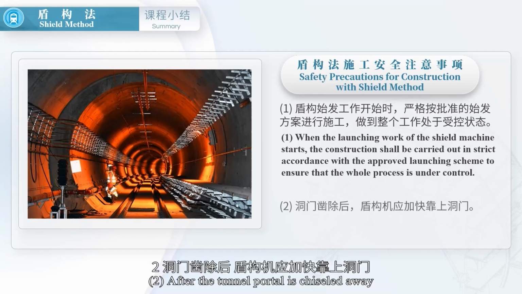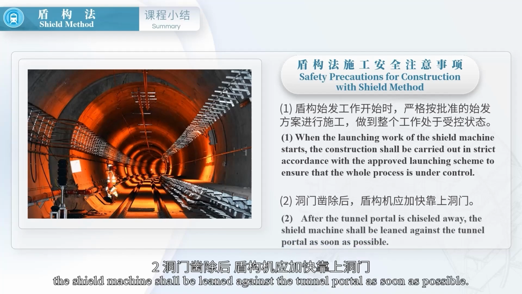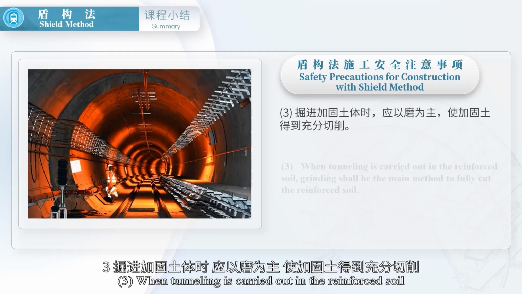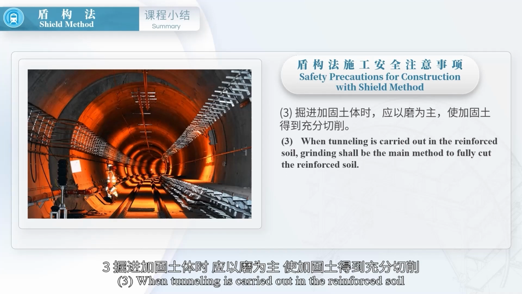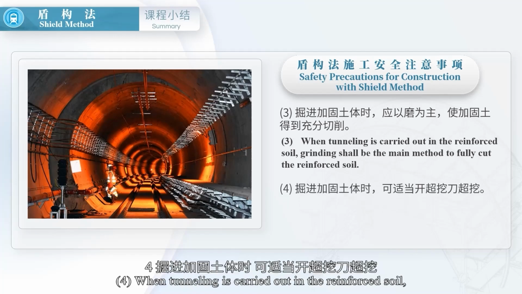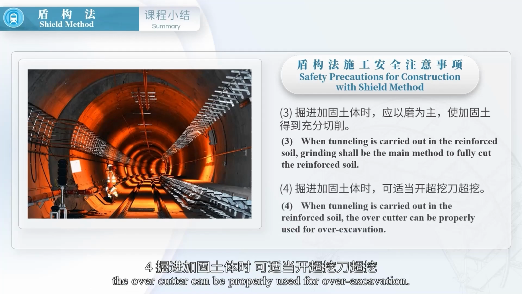2. After the tunnel portal is chiseled away, the TBM shall be leaned against the tunnel portal as soon as possible. 3. When tunneling is carried out in the reinforced soil, grinding shall be the main method to fully cut the reinforced soil. 4. When tunneling is carried out in the reinforced soil, the overcutter can be properly used for over-excavation.